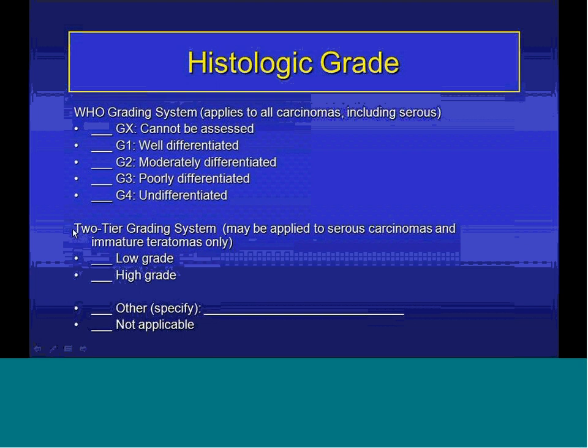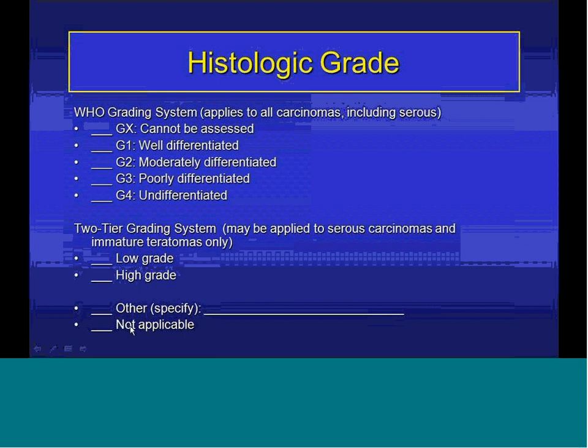Increasingly, though, there has been a movement towards a two-tier grading system for serous carcinomas, separating them into low and high grade. And I think that there is a tremendous body of evidence that shows that not only is this a more clinically relevant grading system, but it is likely more reproducible for us as pathologists to use. The checklist becomes a little bit confusing here because it says the two-tier system is really to be used for only serous carcinomas and immature teratomas. But I think the point is once you've made a determination of tumor type, you have your choice of using either the WHO system or the two-tier system.